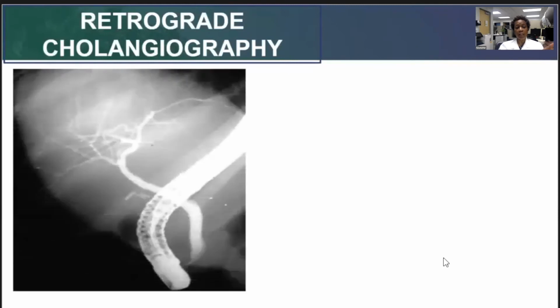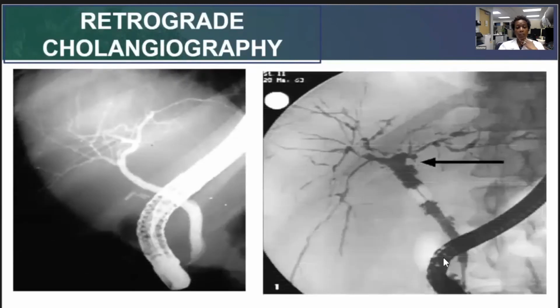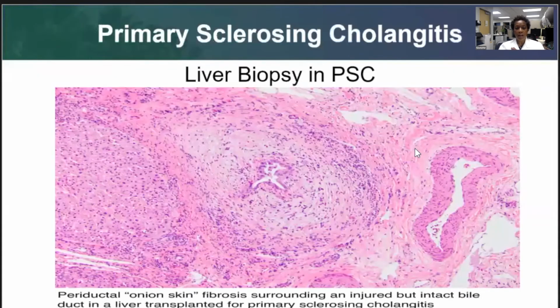Once again, GI nurses are probably more familiar with this than even I am. Here's retrograde cholangiography, where you can take a look as well and see this beading and stricturing that we talked about. And so I hopefully, if you have questions about that, but I think that everybody's probably seen that, that's been in a GI lab. Let's talk about the liver biopsy.